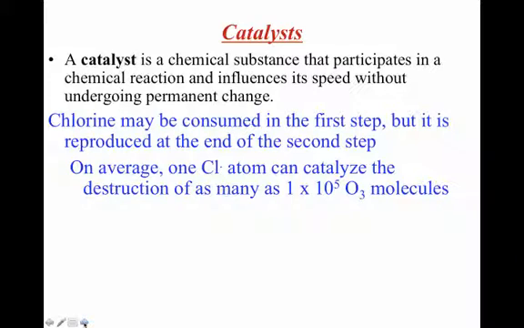Chlorine in this case is consumed in the first step, then reproduced at the end of the second step. And so what happens is one chlorine, notice that little dot there, that means it has an unpaired electron, makes it very, very reactive. It can catalyze the destruction of as many as 10 to the 5th ozone molecules, or 100,000 molecules.